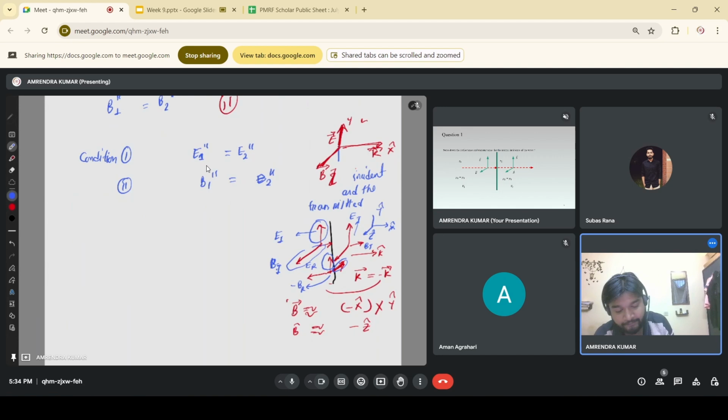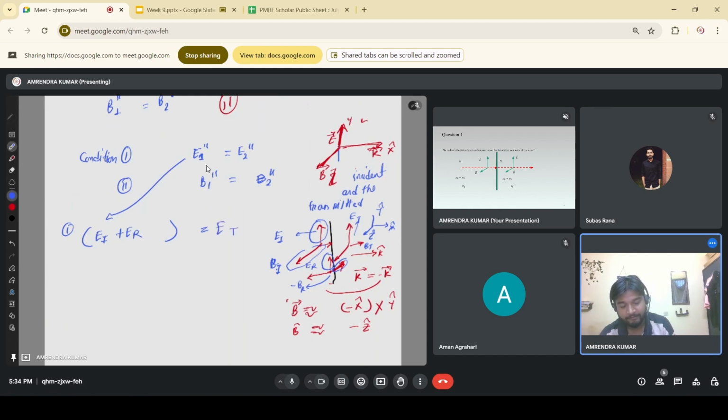Now what does it mean to have the parallel components equal? From the first condition, on the left hand side we have the total parallel components of the electric field, E incident plus E reflected, because they are in the same direction, so they get summed up. This is equal to E2 parallel. What is E2 parallel? It is the total electric field in the second medium, so that is E transmitted, right?